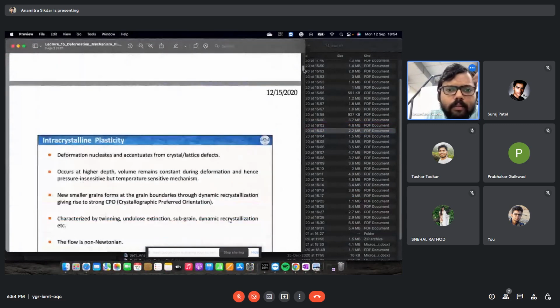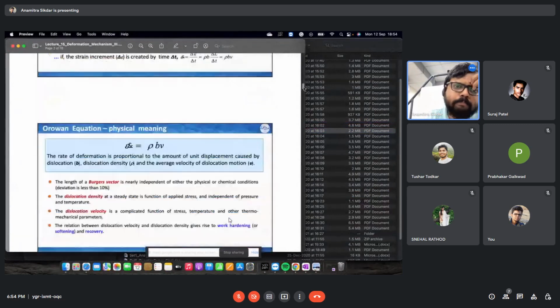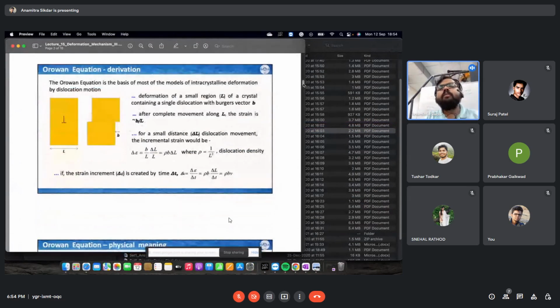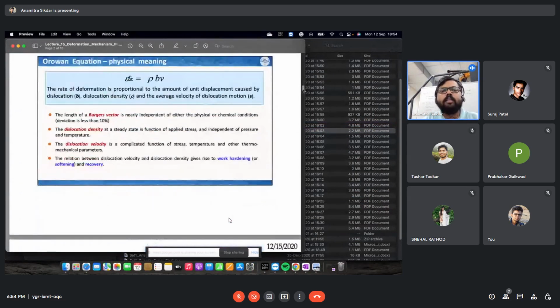So as I was talking about Burgers vector, this one equation, this will be strain rate, epsilon dot. This is the Orowan equation, which describes mathematically how the Burgers vector, the dislocation density, which is rho, and the speed of the movement of dislocation are related, right? If you apply some stress and strain a material, the strain rate can be expressed by these three terms, right?